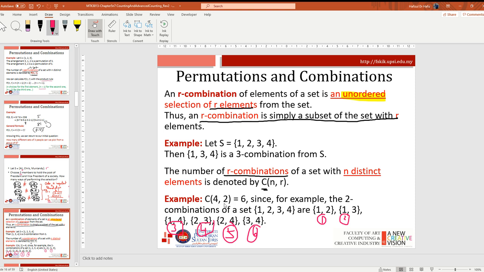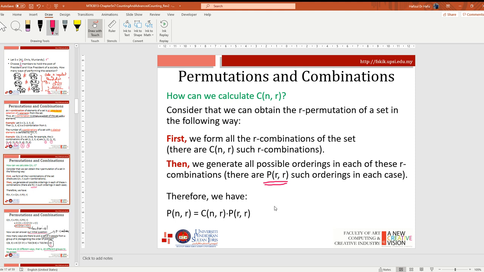Okay, we have C(4,2), which is equivalent to 6. For example, the two combinations of the set are {1,2}, {1,3}, {1,4}, {2,3}, {2,4}, and {3,4}. This one is the 6 combinations.